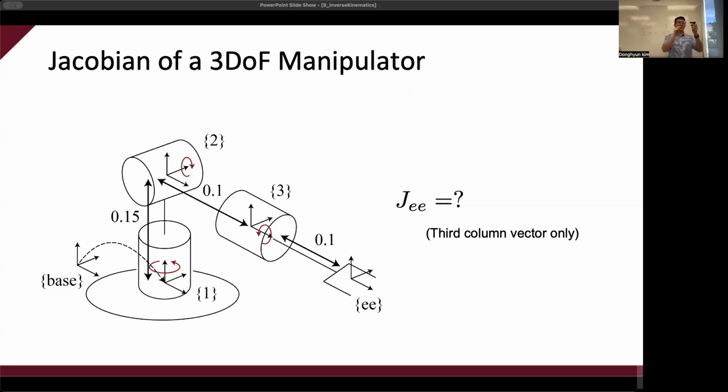But at this posture, rotation around the second joint makes only y directional angular velocity, right? So this should be, right? How about the linear component?